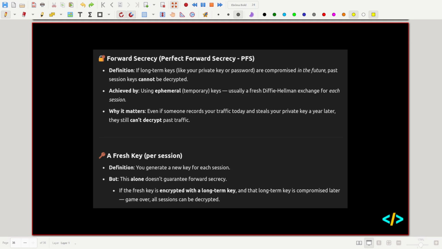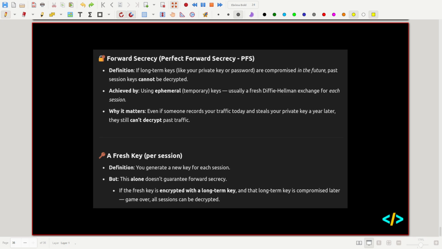One thing I was unsure about while looking at the material for this session is the difference between forward secrecy and a fresh key. A fresh key is the idea that we generate a new key for every single session, but this alone doesn't guarantee the forward secrecy property, because if the fresh key is encrypted with a long-term key, and that long-term key is compromised later, then all of the sessions can be decrypted. Whereas with forward secrecy, if the long-term keys are compromised in the future, the session keys can't be decrypted.